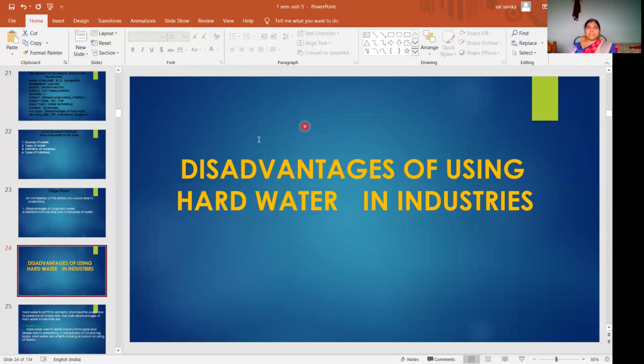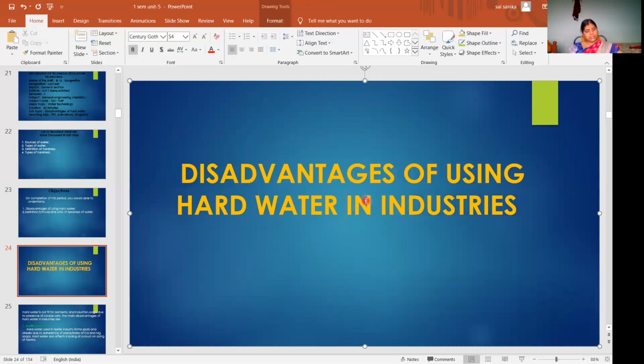So disadvantages of using hard water in industries. If we use hard water in industries, what happens? Actually, in domestic purpose also some disadvantages will be there, but that one is not in our syllabus. If you drink hard water, what happens? Our digestive system is affected, and stones form in the kidneys if you use it for drinking purpose.